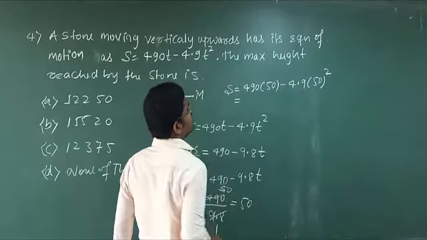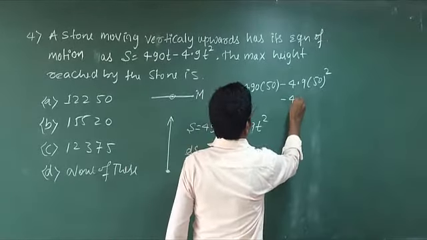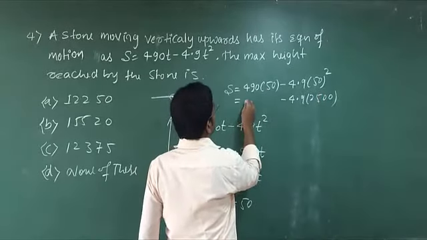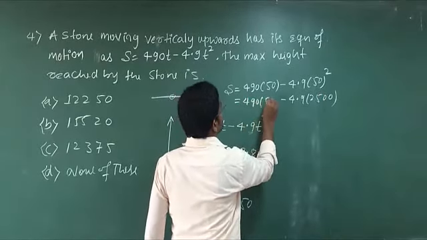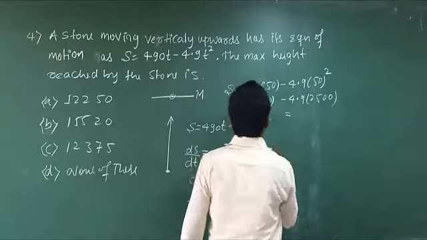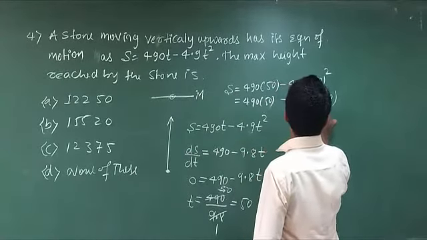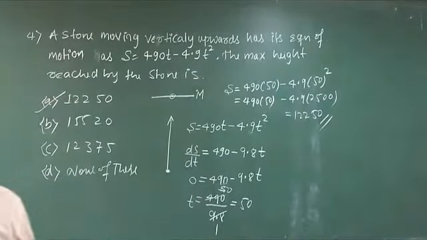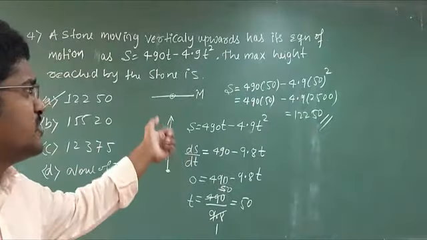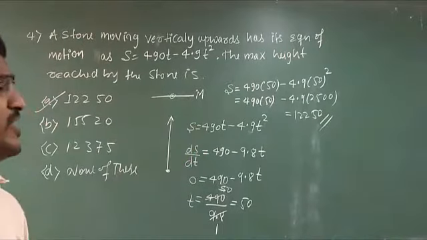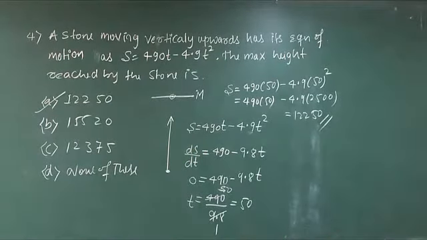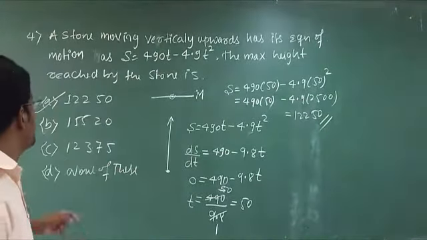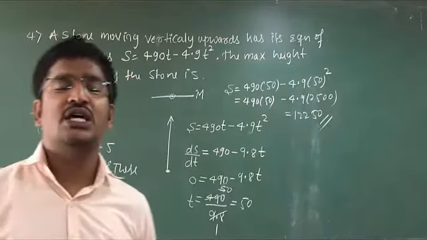490 into 50 minus 4.9 into 50 square. So if you simplify this, it will be 4.9 into 2500. Here it will be 490 into 50. If you simplify it, it will be equal to 12250. So this will be your answer. You simplify 490 into 50 minus 4.9 into 2500. If you simplify that, it will be 12250. So therefore your answer is 12250. Option A will be the correct answer.